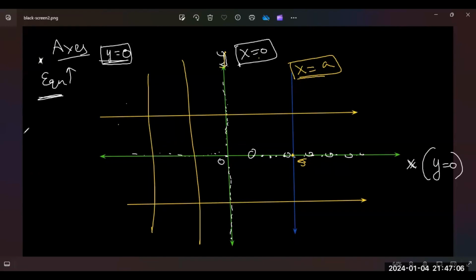And horizontal lines like these are parallel to the x-axis. The x-axis is written as y equals 0, so these will be of the form y equals something. It can be positive if they are up. It can be negative if they are down. Got it? These are the ways to represent vertical and horizontal lines. Is this clear? Any doubts?